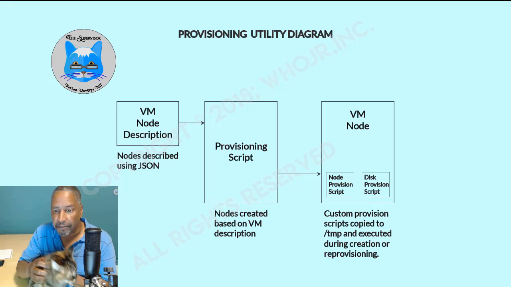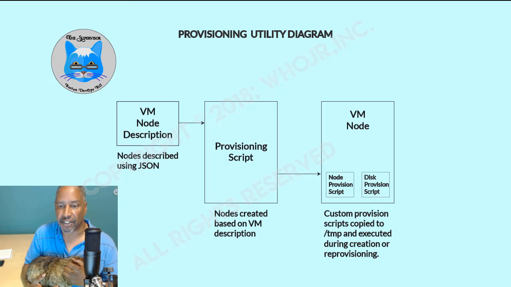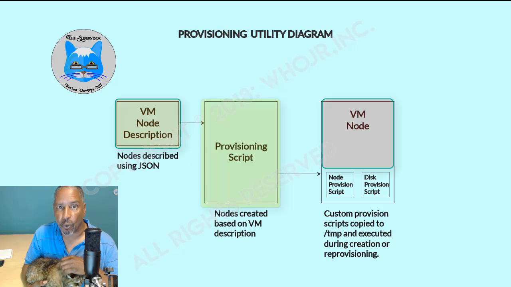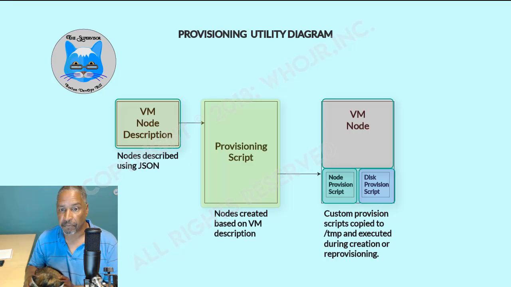So on the screen, we have the architecture of our provisioning system. Basically, our provisioning script is going to consume our VM node description, and that's how it's going to know what nodes to build. It's going to create a node, and then run our two provisioning scripts, our node provision script and our disk provision script.